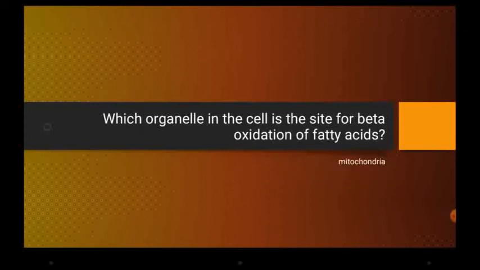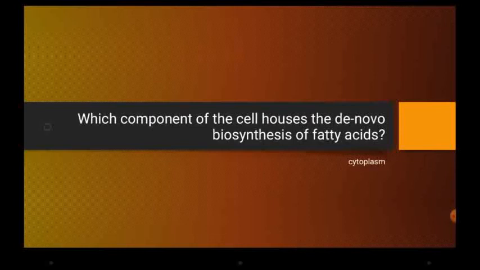Next question: which organelle in the cell is the site for beta oxidation of fatty acids? Mitochondria. Sometimes peroxisome can be used as well. The next question: which component of the cell houses the de novo biosynthesis of fatty acids? Cytoplasm.